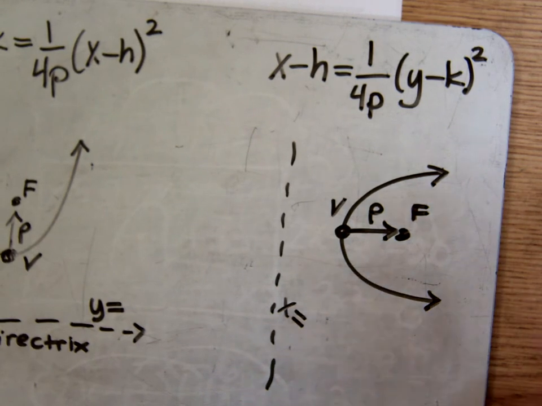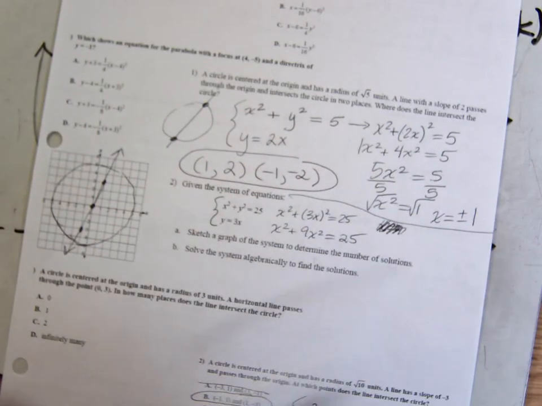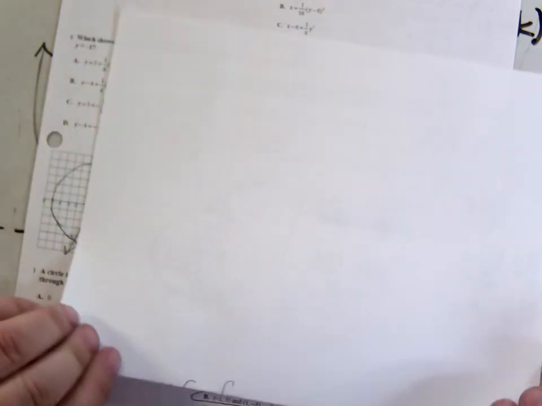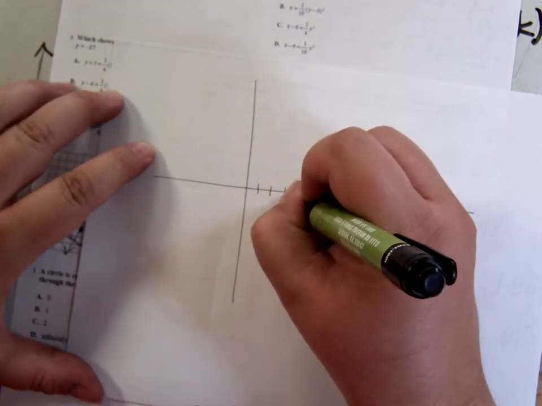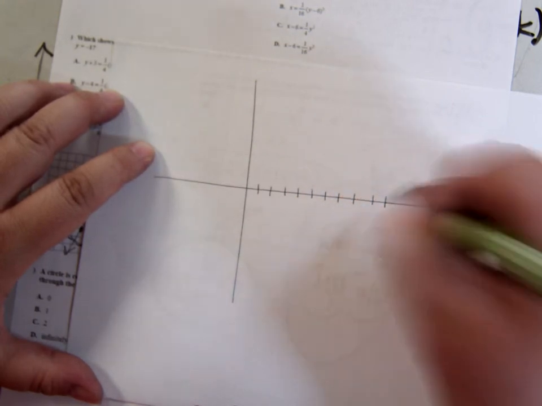All right, so now looking at the first problem on this sheet, on the upper right, it said which shows an equation for the parabola with a focus at (10, 0) and a directrix of x equals 2. Okay, you will have graph paper. I would strongly advise using it. 1, 2, 3, 4, 5, 6, 7, 8, 9, 10. I'll try to be as accurate as possible.